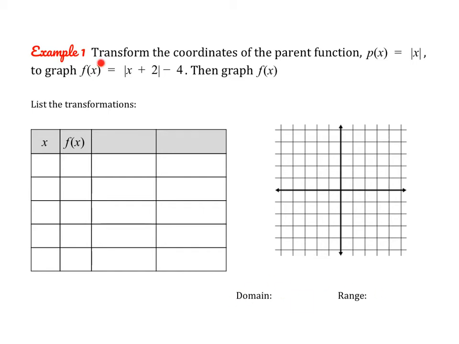So first we're going to look at this and see if we can determine what the transformations are, and we're actually going to write them out. The first thing we notice here is that we are adding 2 to x. So remember, this is going to shift left or right because it's grouped with x, and it moves in the opposite direction. So this is actually going to shift or translate left 2.